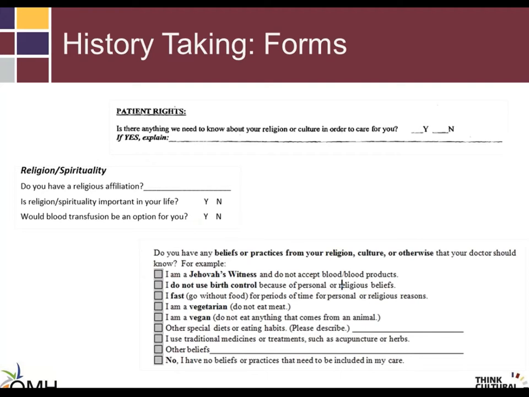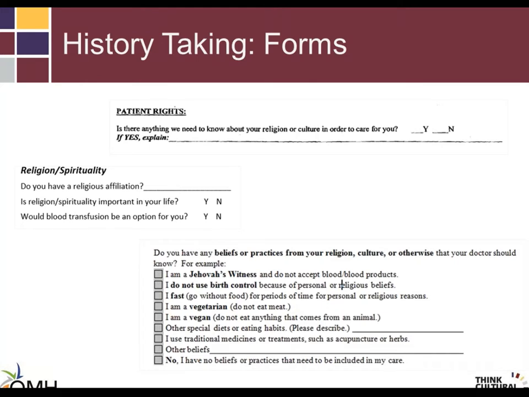On your intake forms, the history forms that you already provide, you can simply add a question about, is there anything that we need to know about your religion or culture in order to care for you? Yes or no. Or religion and spirituality. Do you have a religious affiliation? Is religion and spirituality important to you? And depending on what your practice is, asking questions that may relate to the type of treatment that you may be delivering. So in this case, would blood transfusion be an option for you? Because not all religions allow blood transfusions.